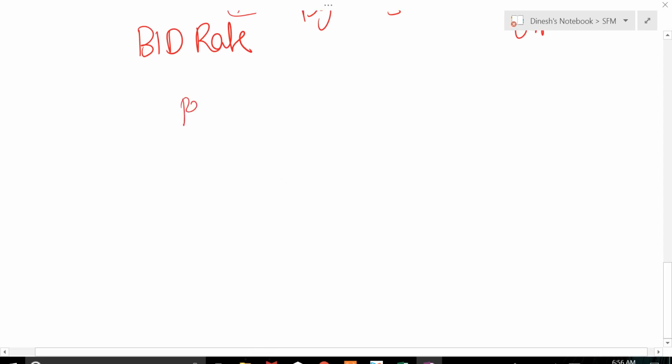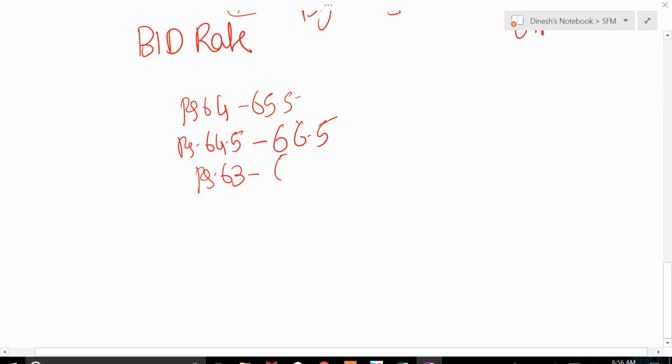Bank A will say rupees 64-65.5, 1.5 rupees profit. The second bank will say rupees 64.5-66.5, 2 rupees profit. Another bank may give it as rupees 63-65.25, 2 rupees 25 paise profit. But still I'll go to bank 3 because I'll buy at a lower rate.